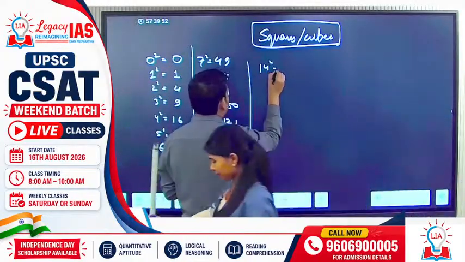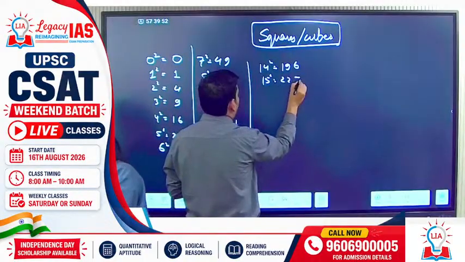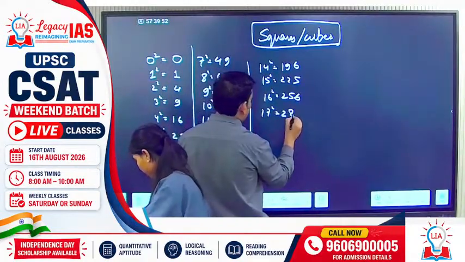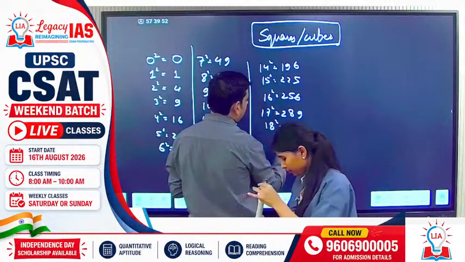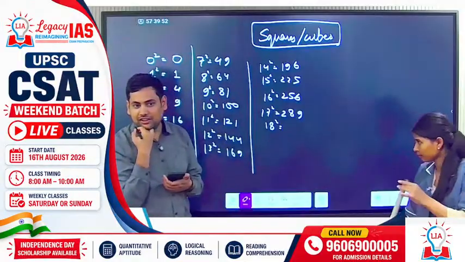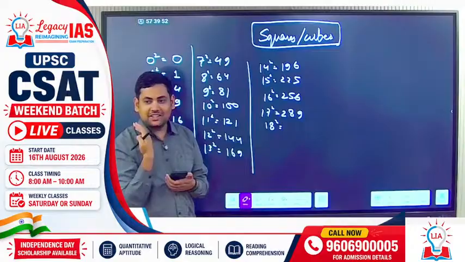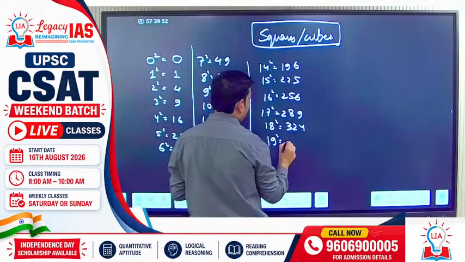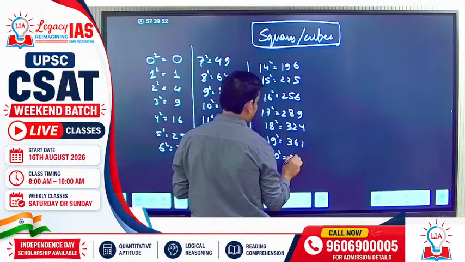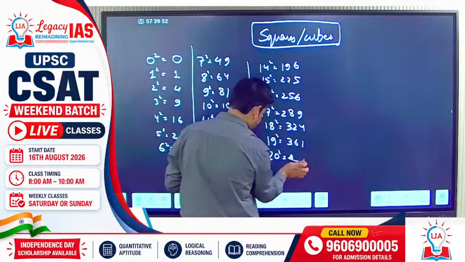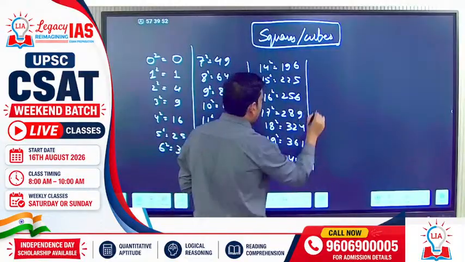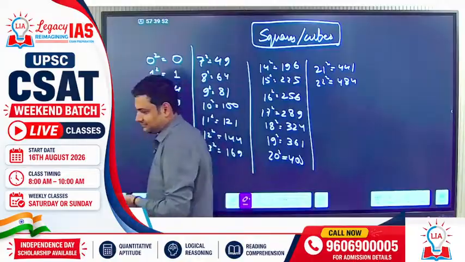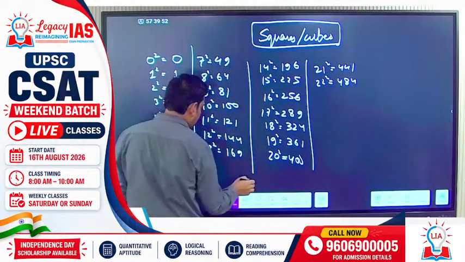Then 17 square, 18 square. 18 square is what? 324. Yes. 19 square, 20 square, 21 square, 22 square. That's it. Till 22, you try to remember this.